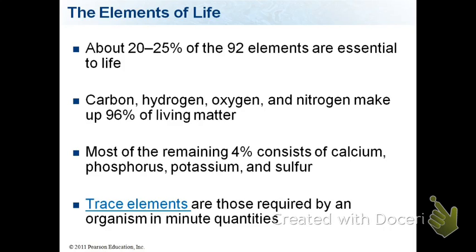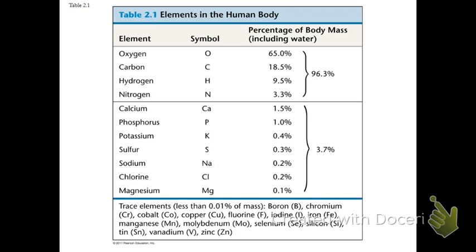Much smaller amounts are calcium, phosphorus, potassium, and sulfur. And trace elements are those that are required in very, very small quantities. Here's a slide showing that. Carbon, oxygen, hydrogen, and nitrogen make up most of biological organisms.